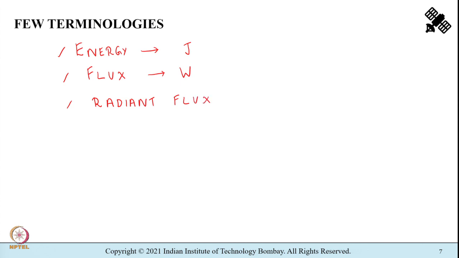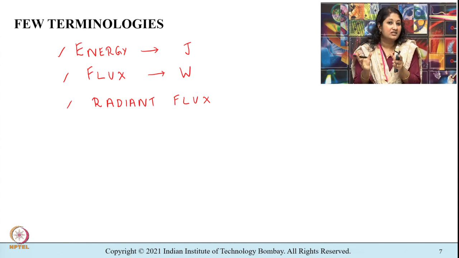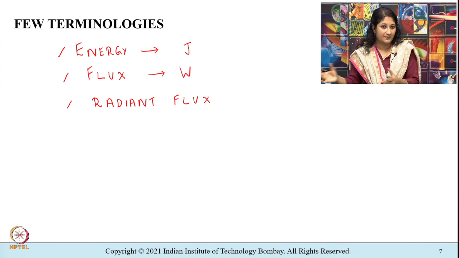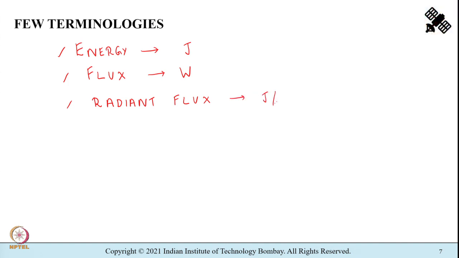Radiant flux means the rate of transfer of radiant electromagnetic energy. The rate of transfer of radiant energy, with units joules per second, is known as radiant flux. Alright, so now we understood flux, we understood radiant flux. Let us try to understand what is radiant flux density now. I am adding the term density as well to see what radiant flux density means.